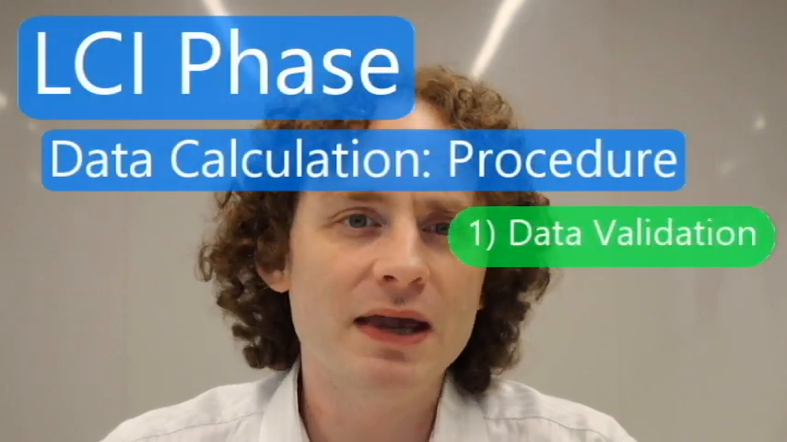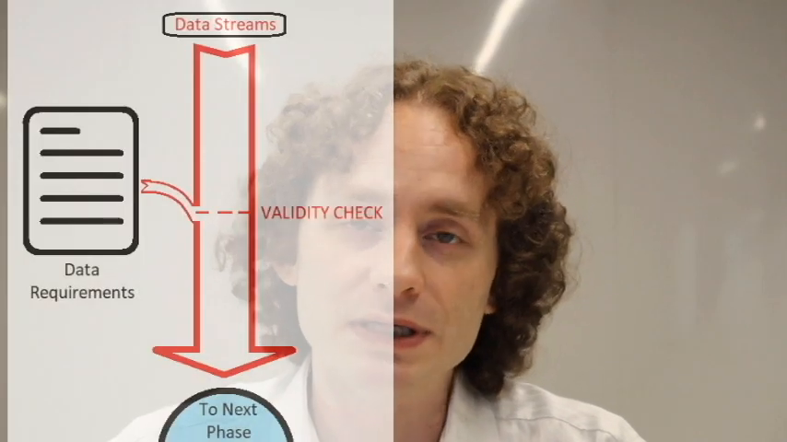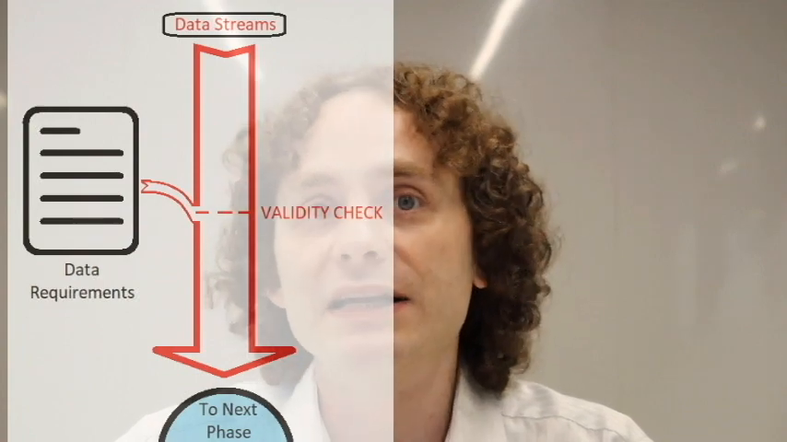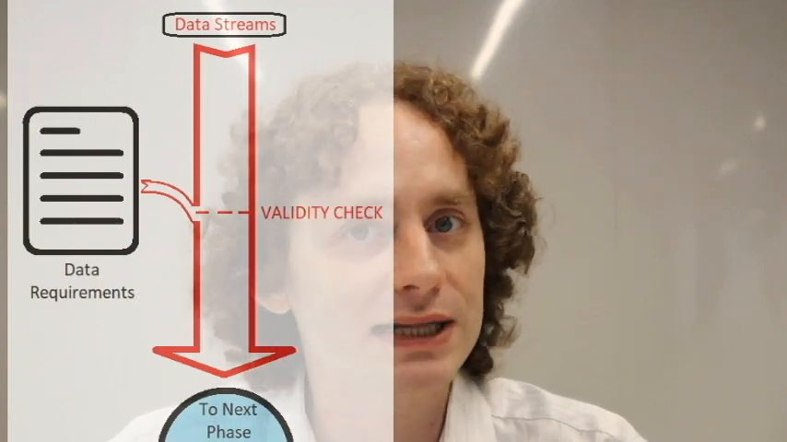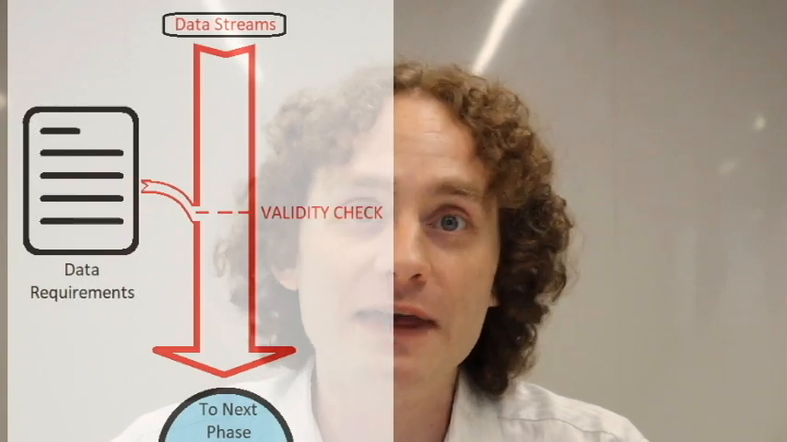Our first step is data validation, and I know I said you could do these steps in any order, but you may want to start with this one. Remember back to when we were constructing our scope, we defined some initial data quality requirements. When we perform data validation, we check our collected data against these quality requirements and verify that they have been fulfilled. This is done by creating some sort of validity check.